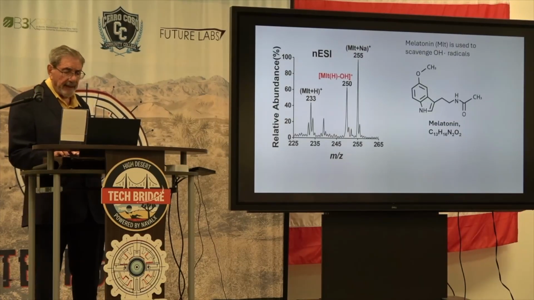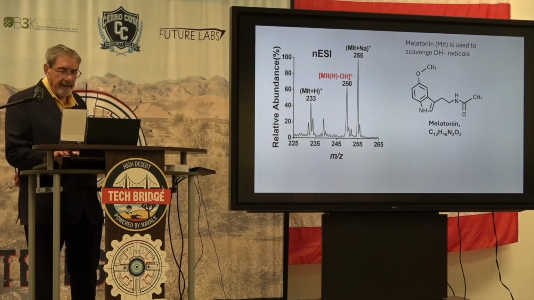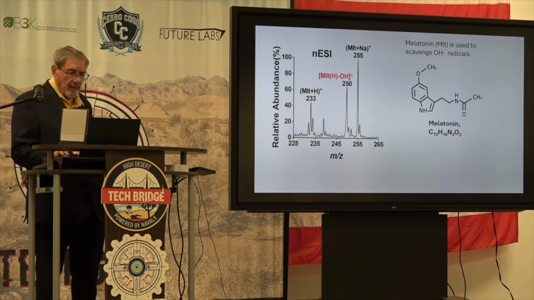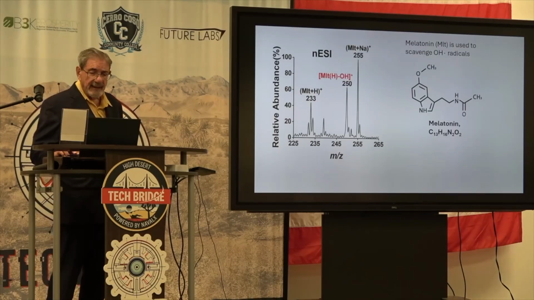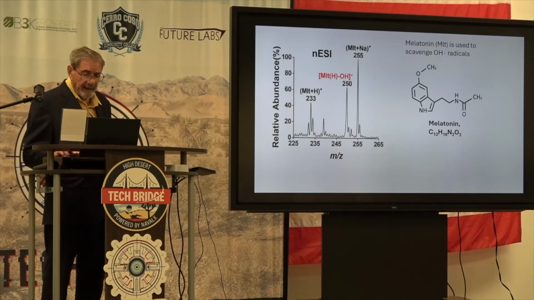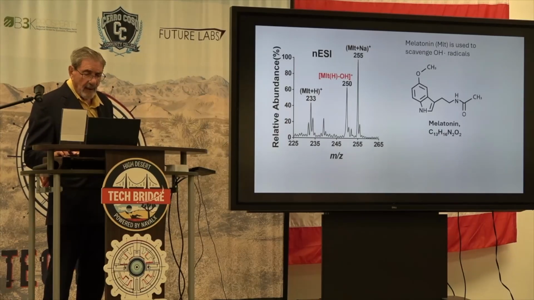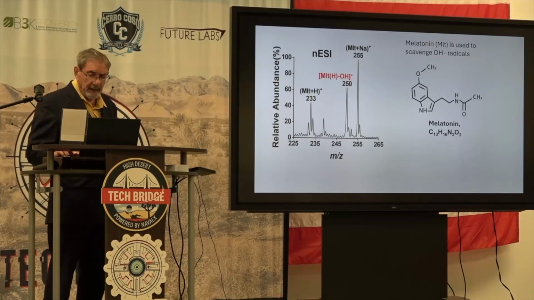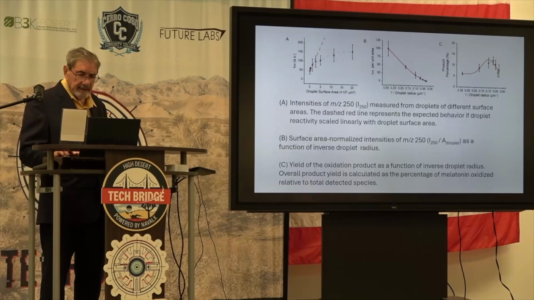Let's look at something. Here's a molecule called melatonin, okay? And you see what it is. Melatonin actually forms ions. Here it is with the sodium ion at 255. Here it is by itself at 233. And here it is with OH at 250. Okay, what's happening? And now let's look at it.